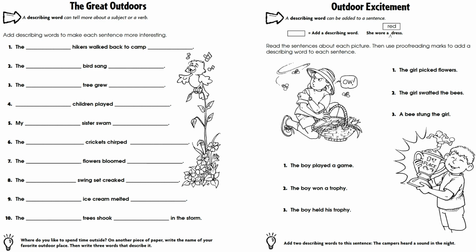At the bottom of the page, rewrite the sentences by adding describing words using proofreading marks. Instead of "the girl picked flowers," tell us what kind of flowers she picked. Pause the video here to finish your describing words practice.